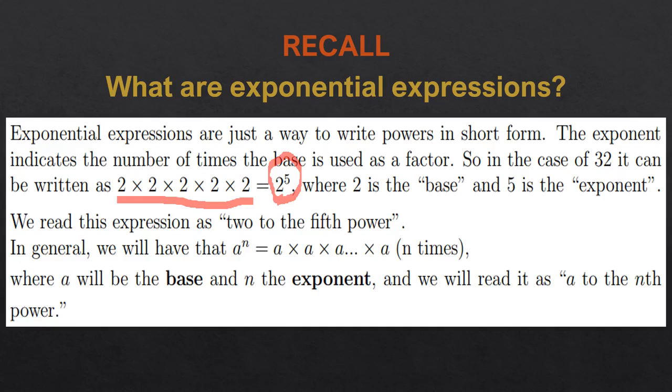And in general, we will have that a to the n power is equal to a times a times a, up to a, or n times, where a will be the base and n is the exponent, and we will read it as a to the nth power.